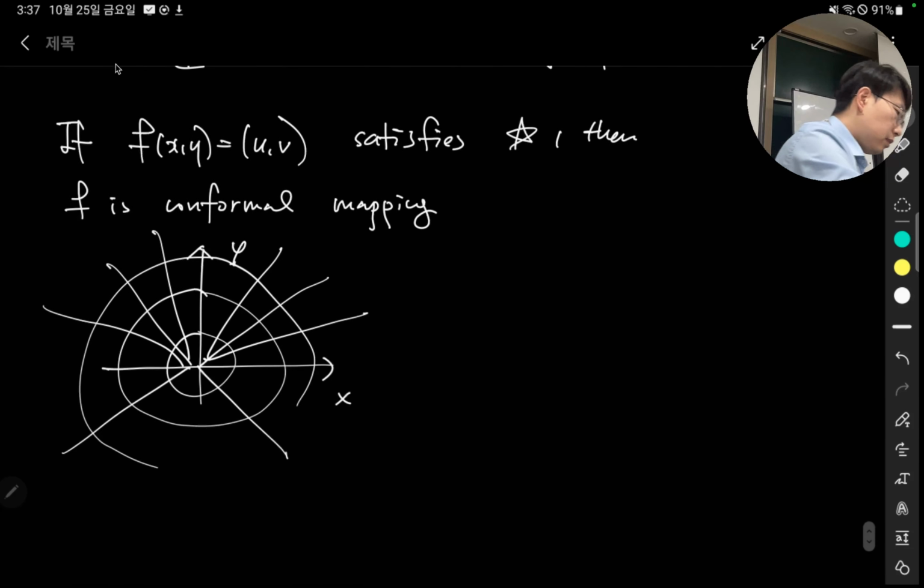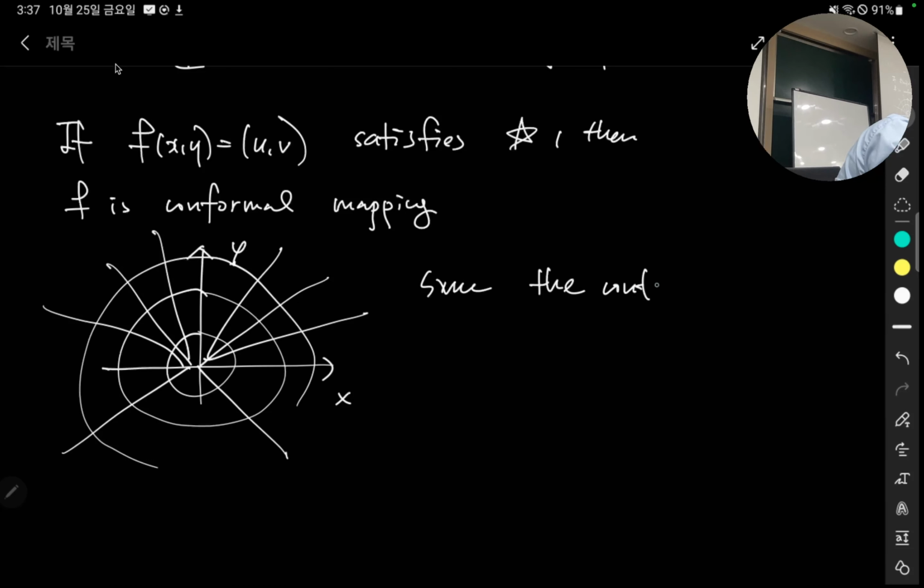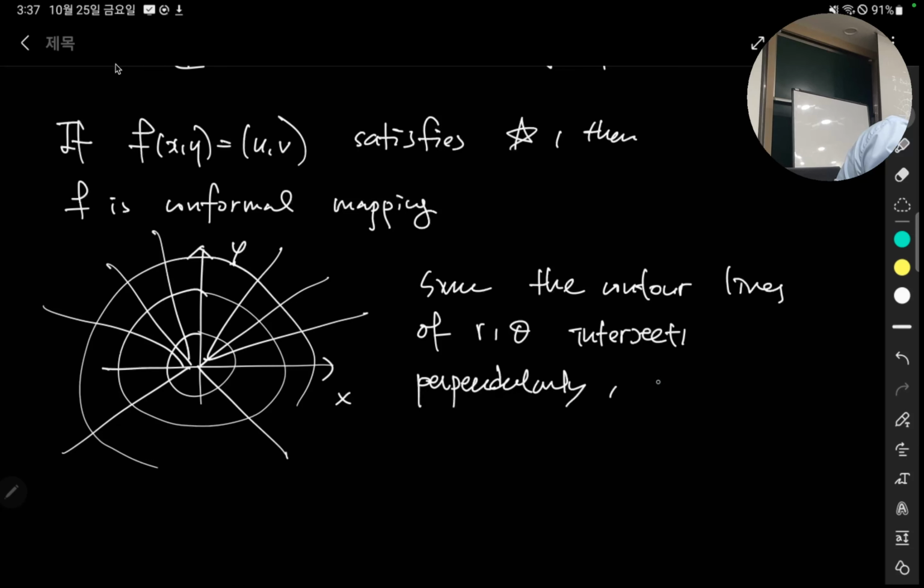So since the contour lines of r and theta intersect perpendicularly, so do those of log r and theta.